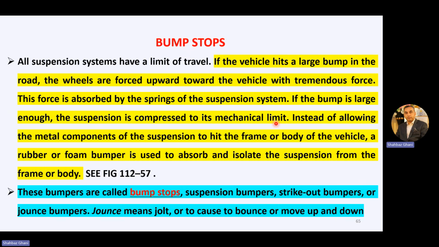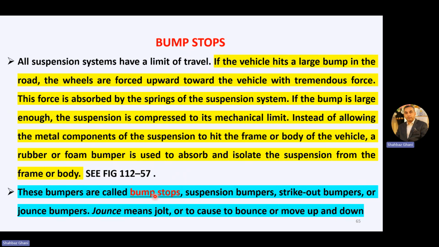So what will happen then? Instead of allowing the metal components of the suspension to hit the frame or body of the vehicle, a rubber or foam bumper is used to absorb and isolate the suspension from the frame or body. So basically it's a hard rubber or a foam rubber which is used to isolate and absorb the suspension jounce from the frame or body.